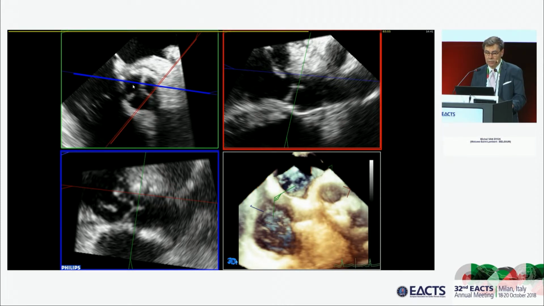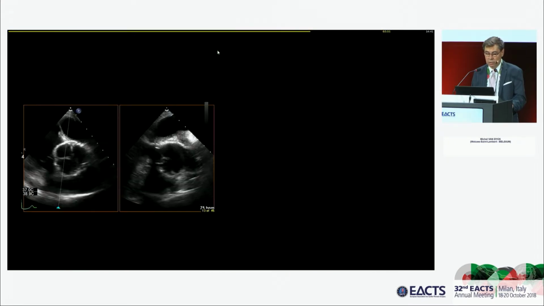With MPR, we are now able to measure the coaptation between the left and the non-coronary cusp. Because otherwise, look here, if we measure going from short axis to long axis view with the X-plane, we are at the level of the coaptation. Okay, we can measure a coaptation, but we are a little bit offline if we want to measure the sinuses.